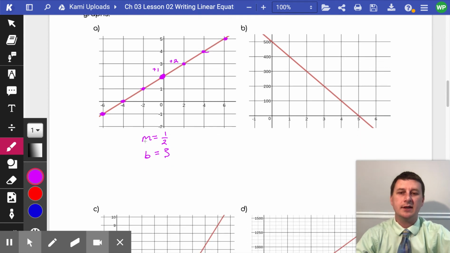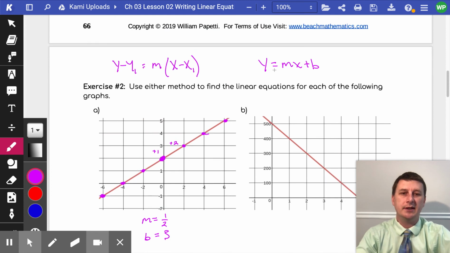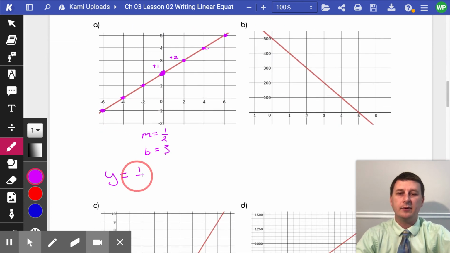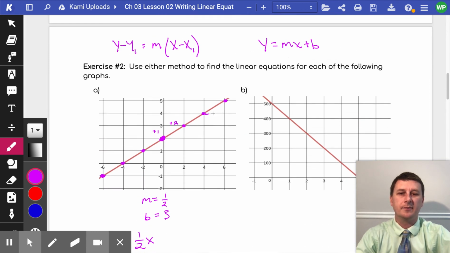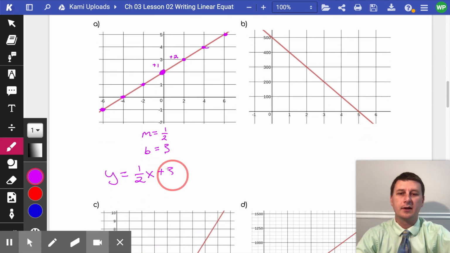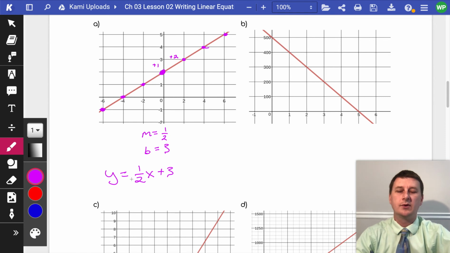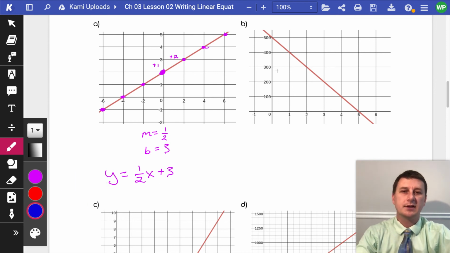So using this information, I can substitute it into y equals mx plus b. Instead of m, I will write 1/2 x, and instead of b, right here, I will write 3. So I have y equals 1/2 x plus 3 as the equation of this line right here. All right, so let's go on to part B now.